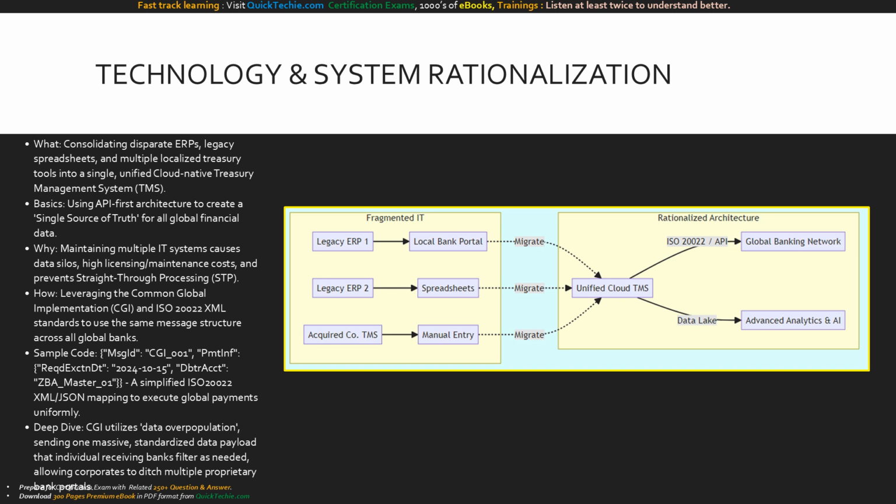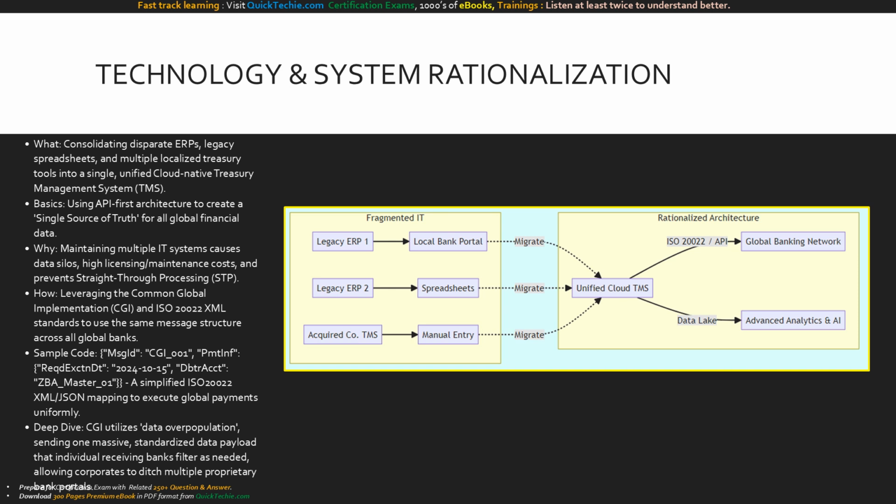Why must we do this? Because paying to maintain overlapping IT systems is incredibly expensive, creates dangerous data silos, and completely blocks our ability to achieve straight-through processing. How do we unify our tech? We leverage the Common Global Implementation, or CGI, running on ISO 20022 standards. This allows us to speak one standardized digital language to all our banks.